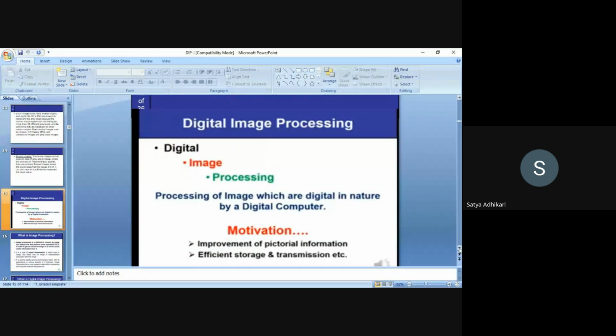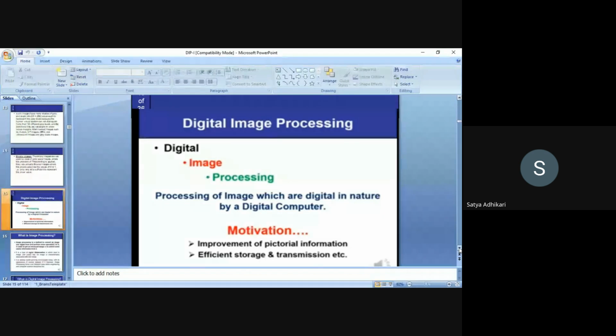So that is why we need image processing. When we process a digital image using a digital computer, we cannot process an analog image in a digital computer. So a digital image, when processed in a digital computer, is called digital image processing. The question comes, why do we need it?